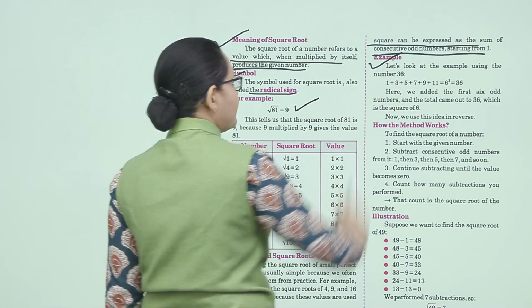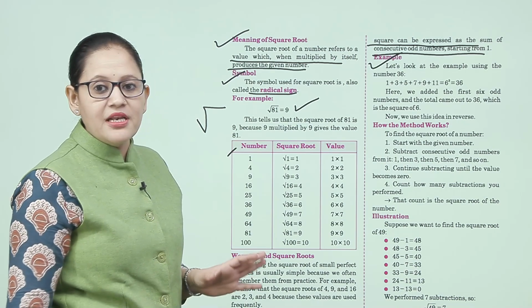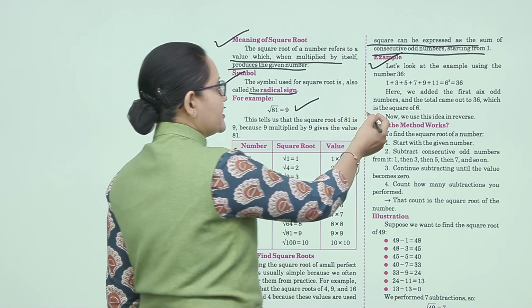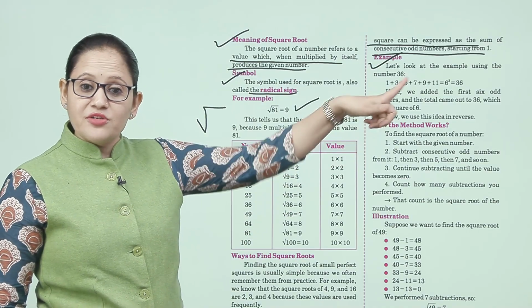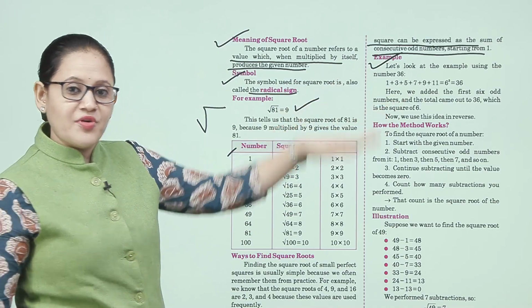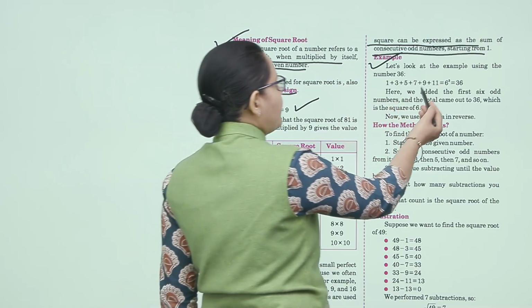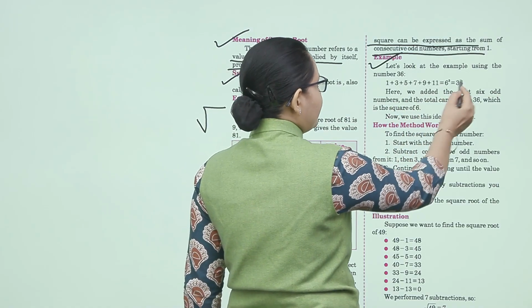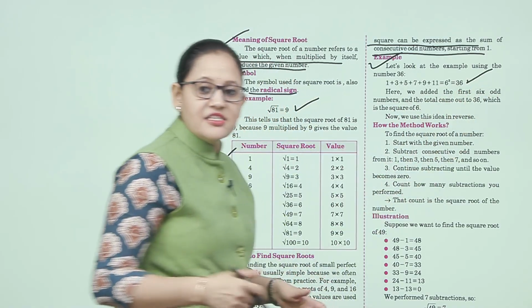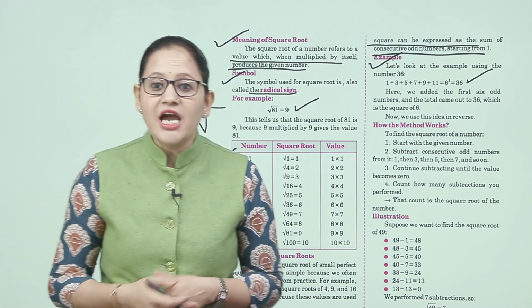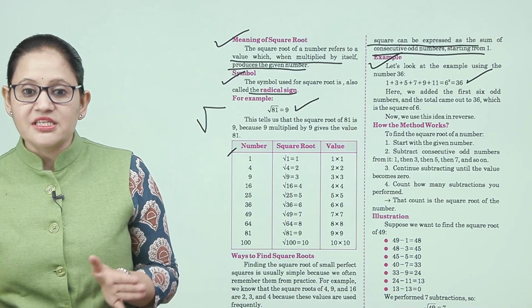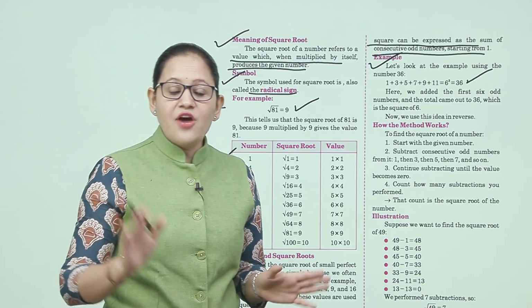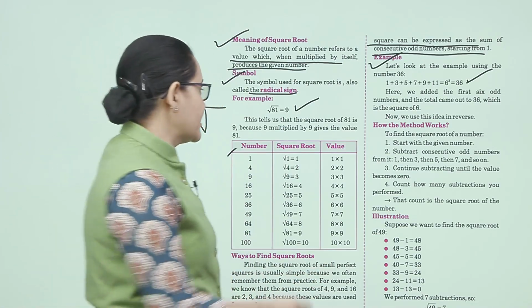Let's look at an example using the number 36. So, 36 is equal to the sum of consecutive odd numbers: 1 plus 3 plus 5 plus 7 plus 9 plus 11 equals 36. That is the square of 6. Here we added the first 6 odd numbers and the total came out 36, which is the square of 6. Now we use the idea in reverse.